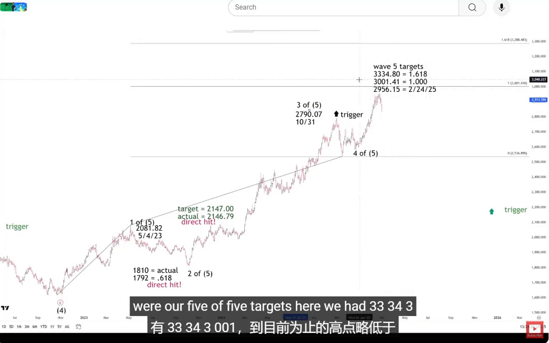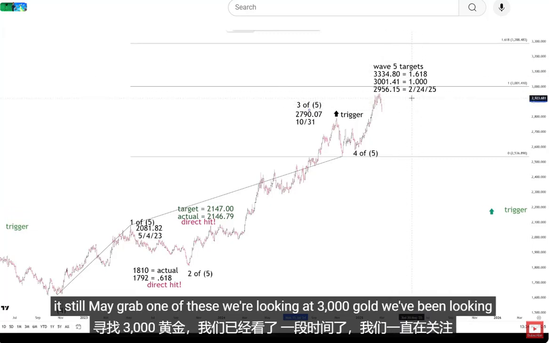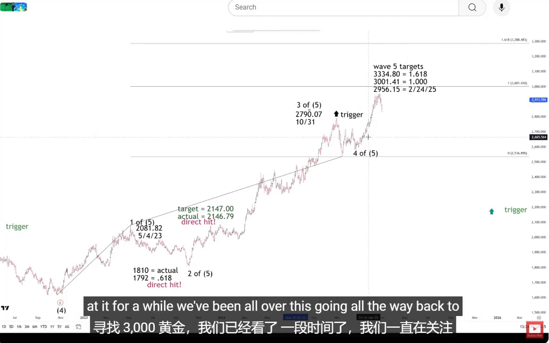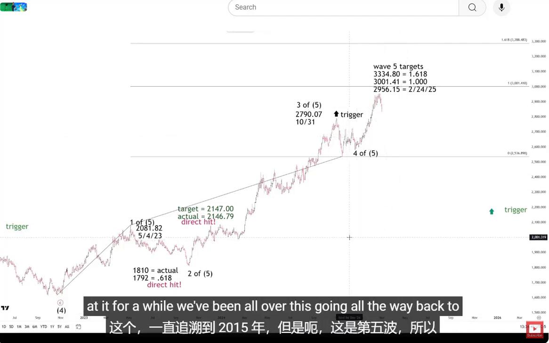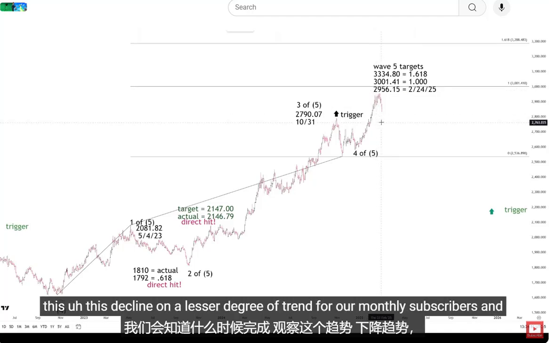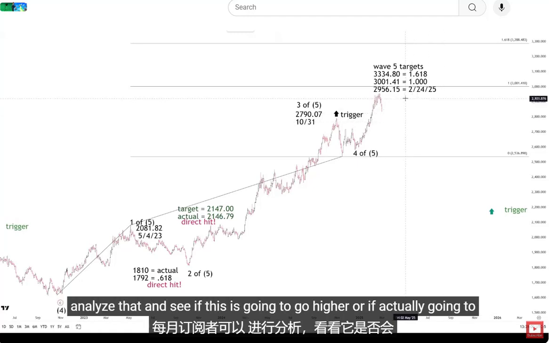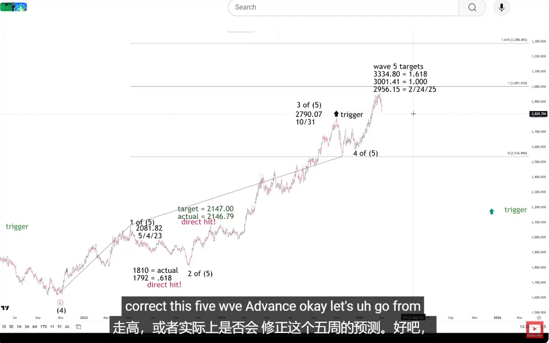We had 33, 34, 3001, and the high so far is just under it at 2956.15. It still may grab one of these. We're looking at 3,000 gold. We've been looking at it for a while, going all the way back to 2015. But this is the 5th wave, so we'll know when it's done. We'll watch this decline on a lesser degree of trend for our monthly subscribers and analyze that and see if this is going to go higher or if it's actually going to correct this 5-wave advance.